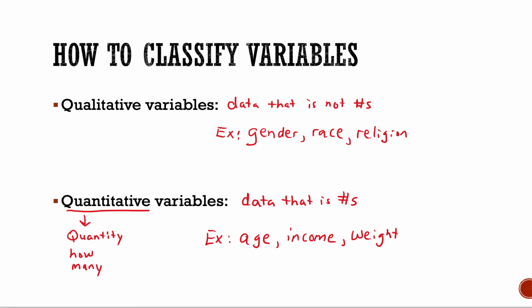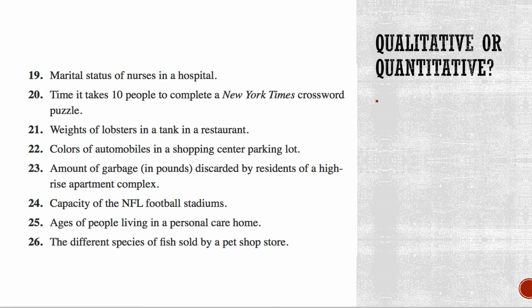All right, so we're going to take a quick look at an example and just go through and determine qualitative or quantitative. Again, if you would like to pause the video at this point and try this yourself, that is a great idea, and then you can check your answers. Okay, so the first one is marital status. So that would be single, married, divorced, or widowed. That would not be a number. So I'm going to put qualitative next to that one.